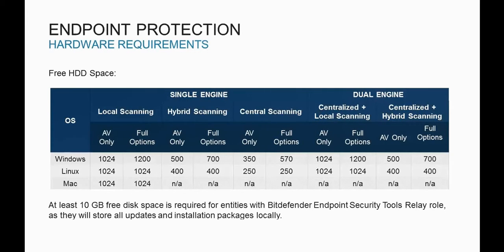At least 10 GB free disk space is required for entities with Bitdefender Endpoint Security Tools Relay Role, as they will store all the updates and installation packages locally. At least 100 GB are needed for the patch management cache server.